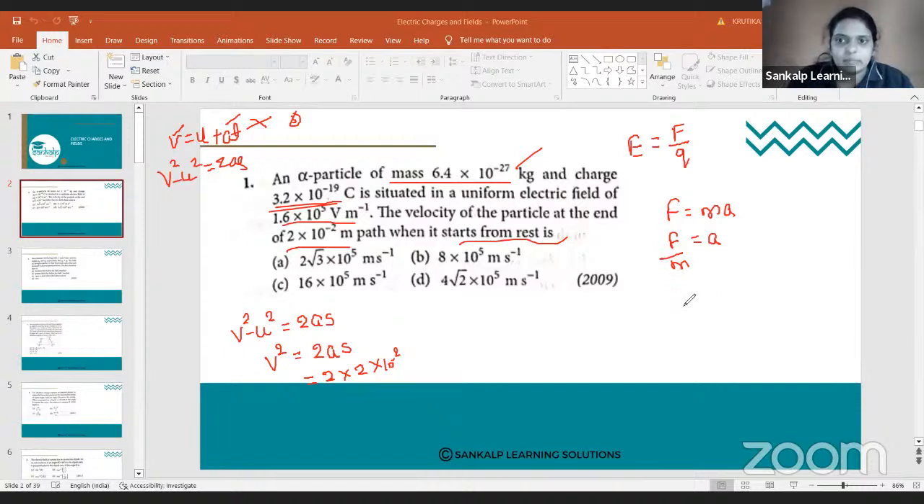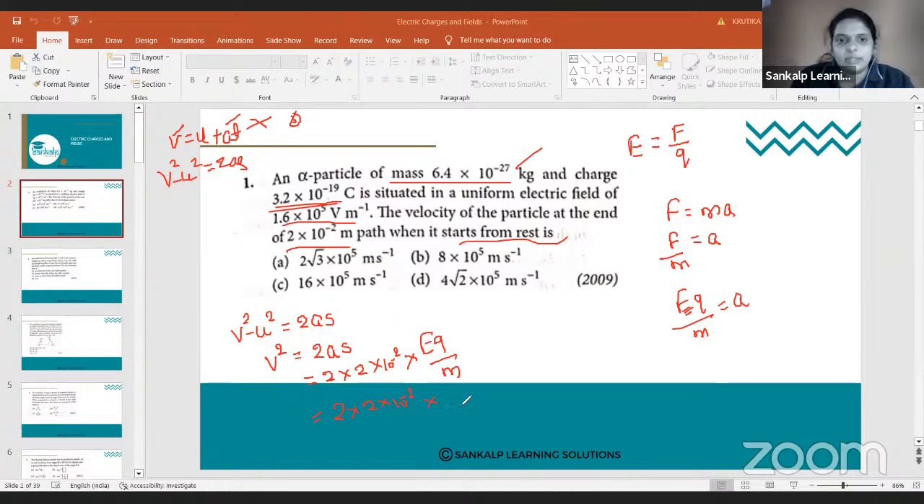It is E into Q upon m is equal to A. So I'll substitute the value here. Acceleration is E into Q upon m. So electric field is given, charge is given, mass is given. Substitute everything and check what you get. So see here, this 2 into distance is 2 into 10 raised to minus 2 into electric field value.